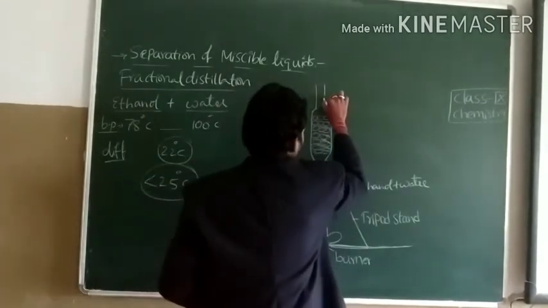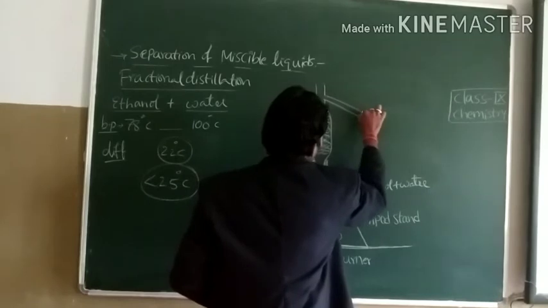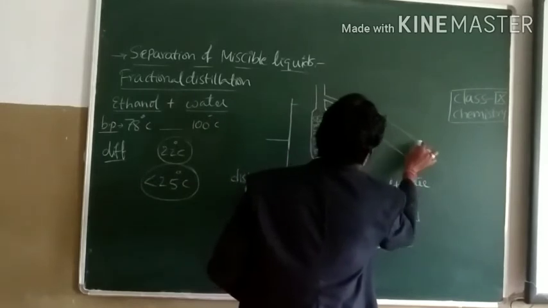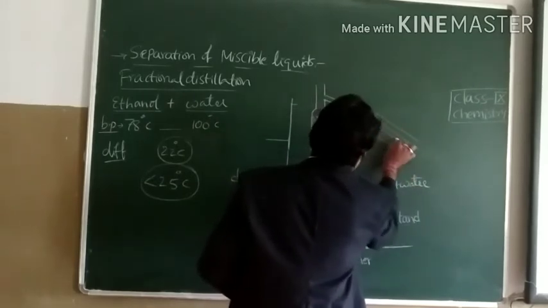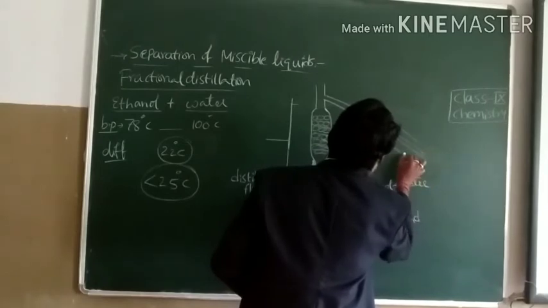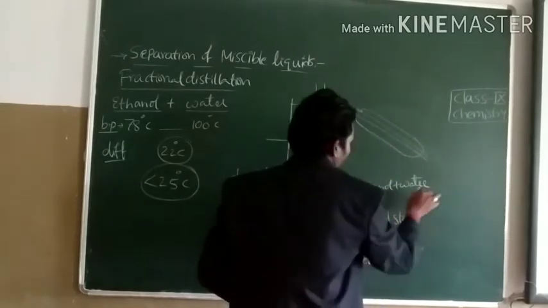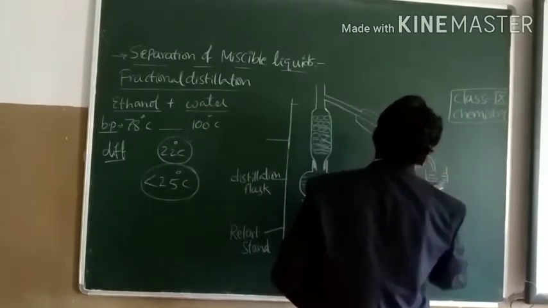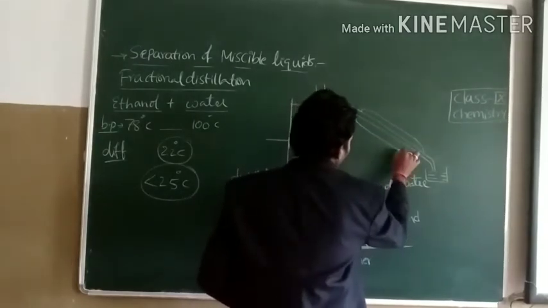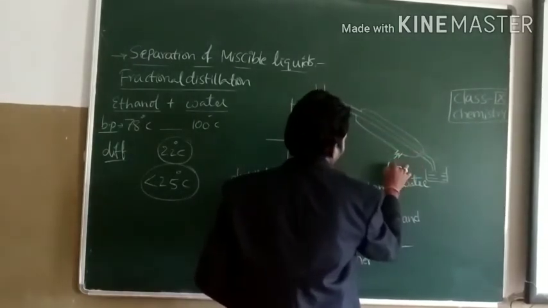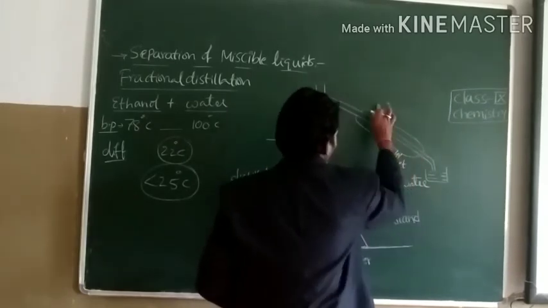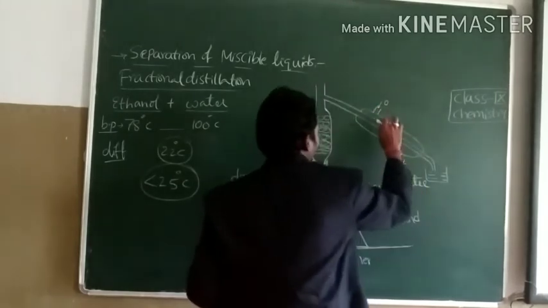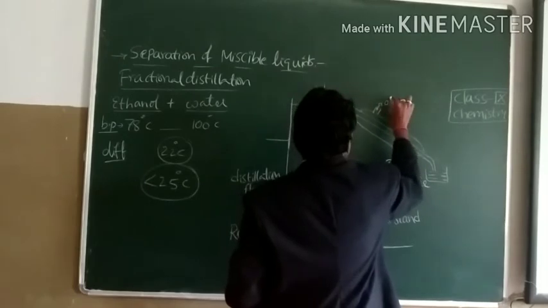And to the side of the fractionating column, we have to place a Liebig condenser. This is the water inlet and this is the water outlet. So, inlet and this is outlet.